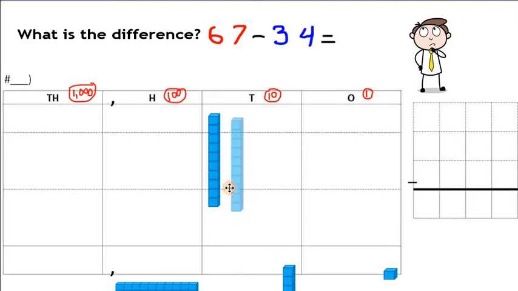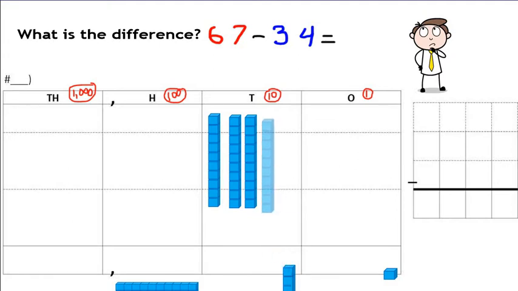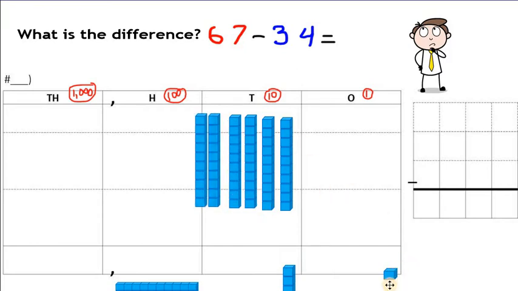There's 10, 20, 30, 40, 50, 60. And now I need 7 ones. 1, 2, 3, 4, 5, 6, 7. So I have 67, and I'm going to subtract 34 using base 10 blocks.